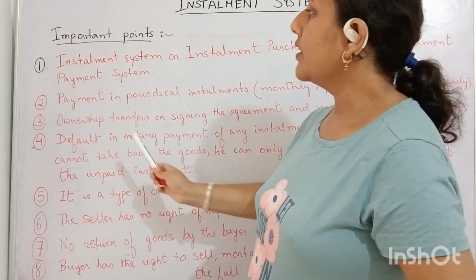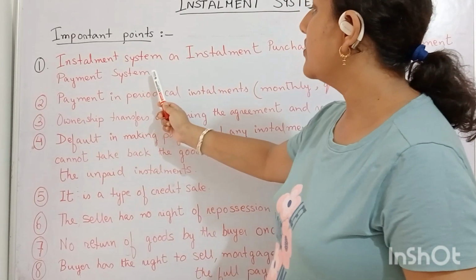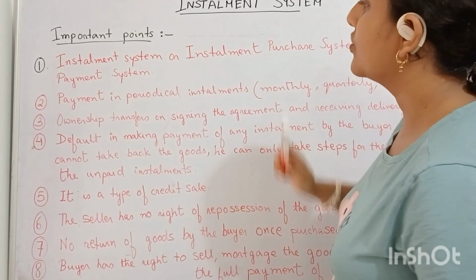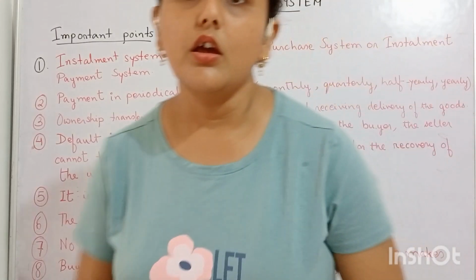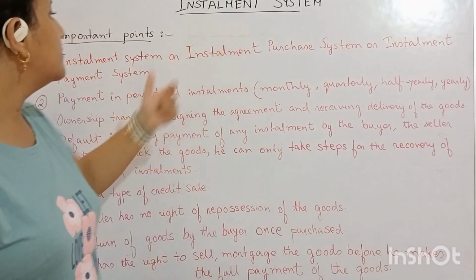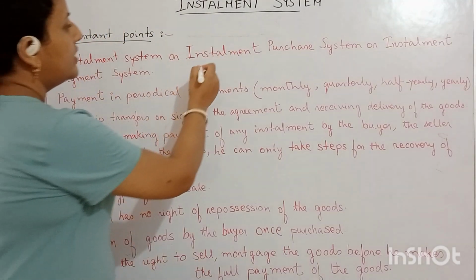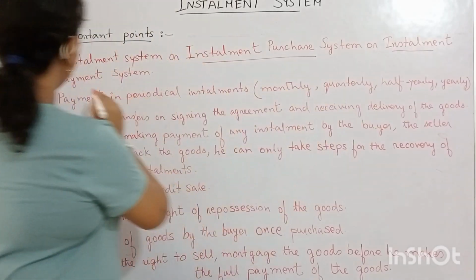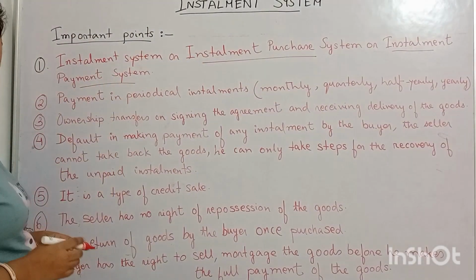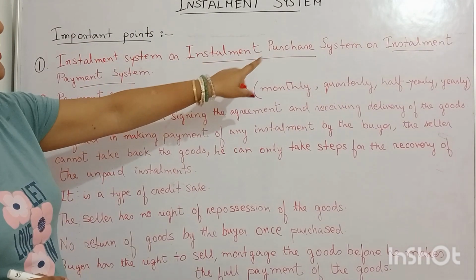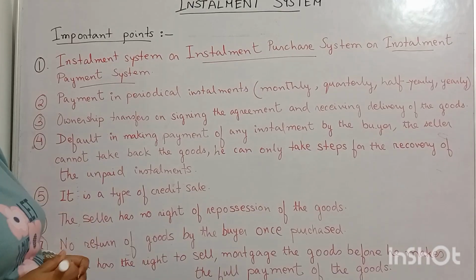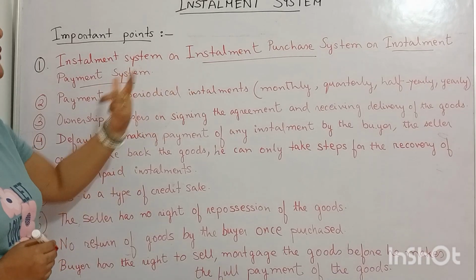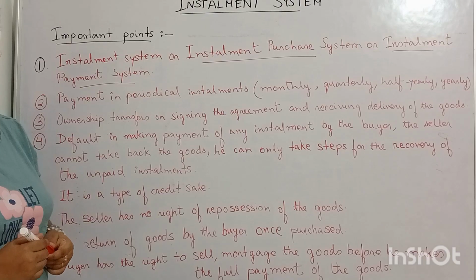So what are the important points? The first point is installment system or installment purchase system or installment payment system. So installment system is also known as installment purchase system or installment payment system. This is the first point, the other two names of installment system.